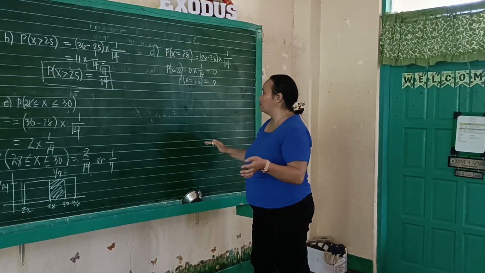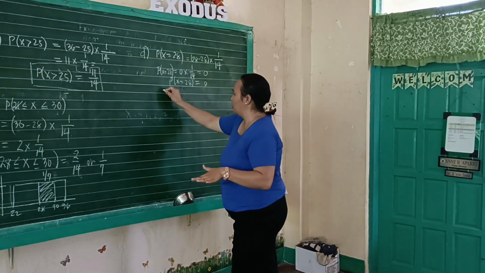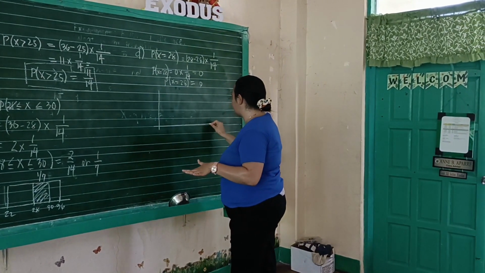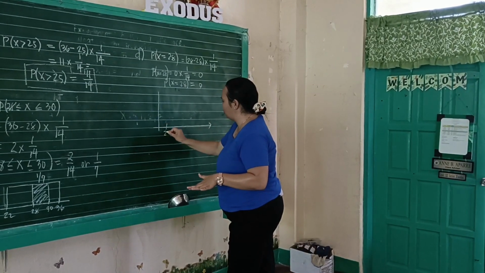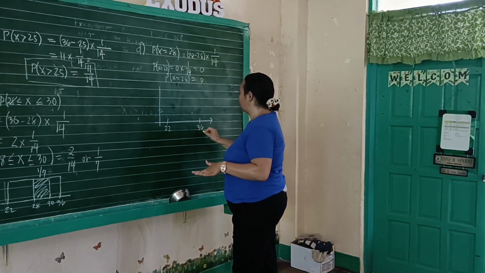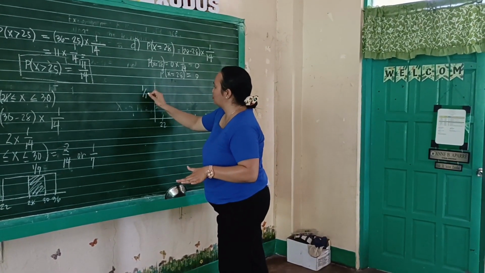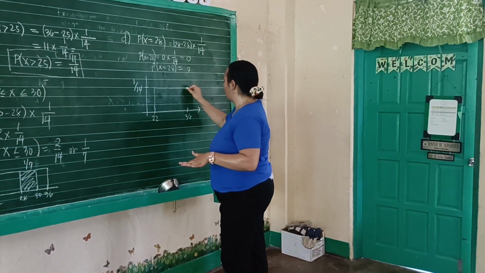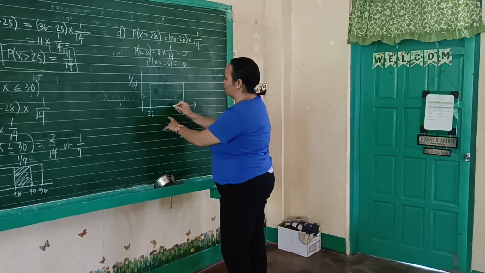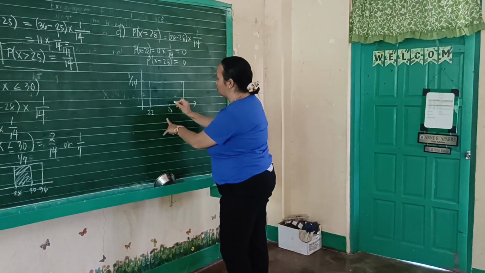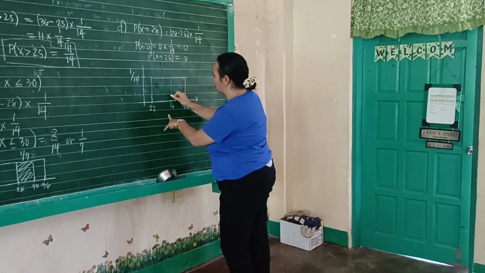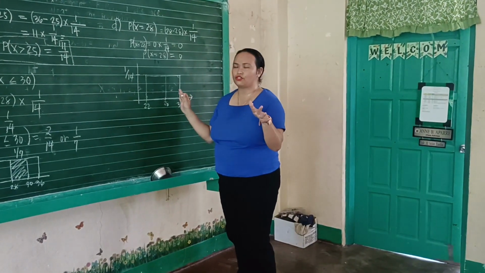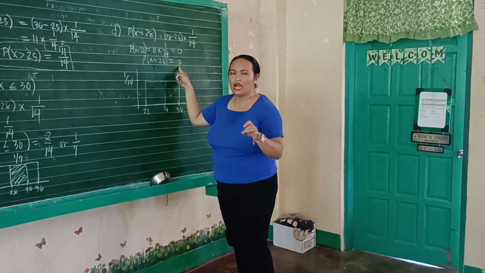Kung imo siyang i-graph, it will look something like this. 22, 36, 1 over 14. Na, so kung i-graph mo siya, buta na ito na, 28, usara na siya ka line. Wala na siya nag-range. So, 0 iya ang answer.